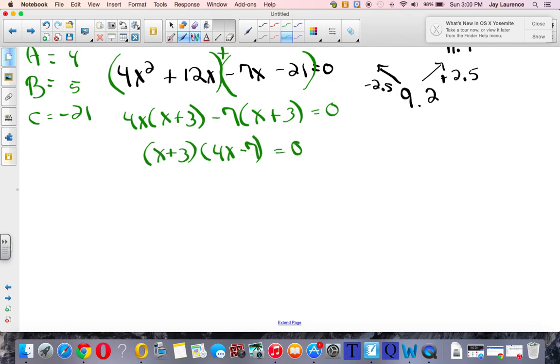And now I have two equations to solve. I'm going to let you go ahead and solve them. That is not correct. Sorry about that. X plus 3 equals 0. And then 4x minus 7 equals 0. Okay, I will tell you that my solution set is going to include negative 3 and a positive 7/4 or 1 3/4.